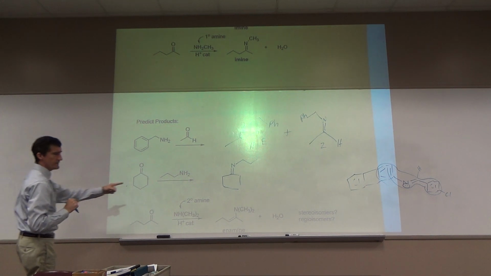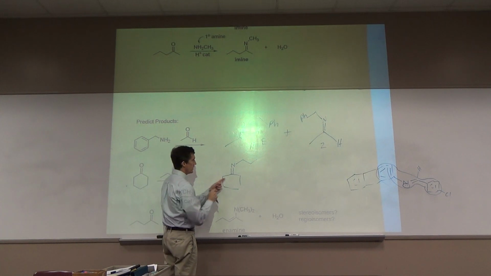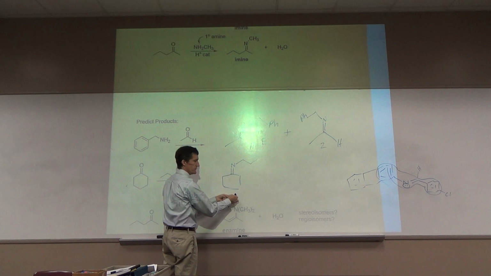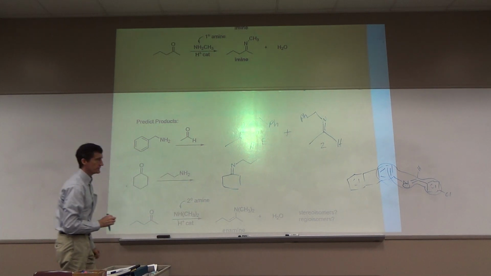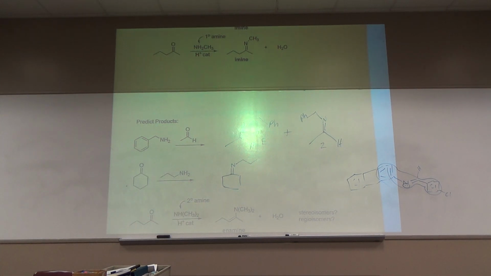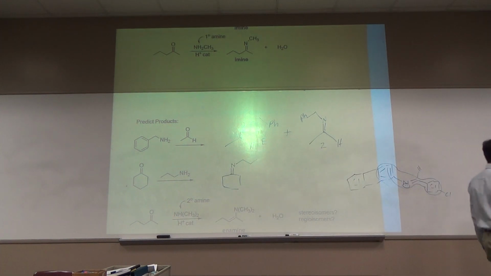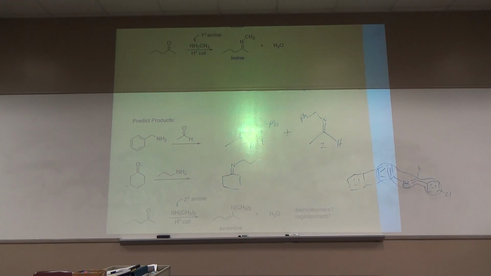Does this guy down here have E and Z possible? No. If you put this group over here, it's the same thing. Because there's nothing here, there's no difference. You can have stereoisomers of imines just like alkenes. Stereogenic? Yes, an imine doesn't have to be, but it can be, just like an alkene.